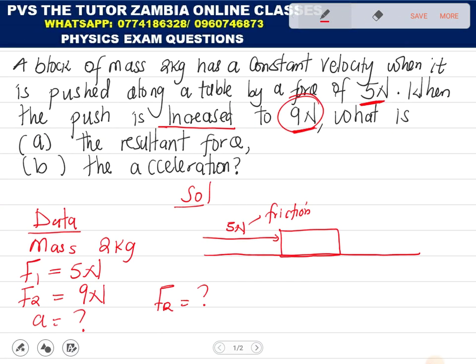Get the concept, isn't it? The keyword is increased, and this force was the first one. This one was acting in the opposite direction to this one.